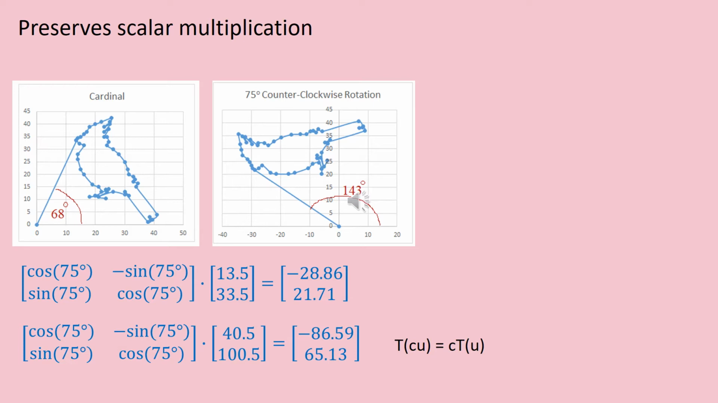Notice that the line that connected 0 to the tip of the beak of the bird stayed straight. It did not become curved. So notice we're preserving linear shapes. The line stayed straight. It did not become curved.